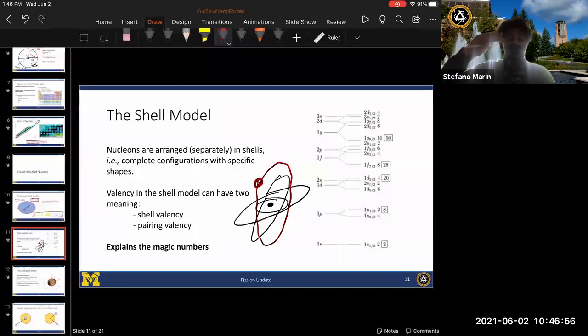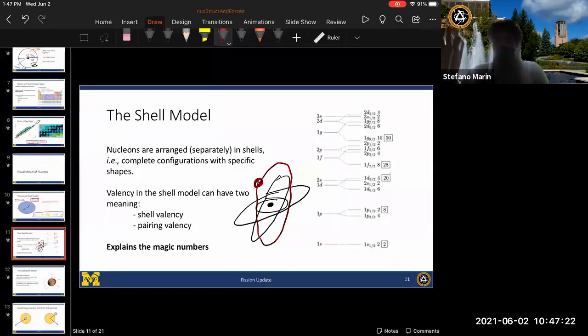And when a shell is complete, many properties, like angular momentum, that's probably the most famous one, are going to go to zero. So the base state, the core that's made up of a full shell, is basically not going to give any interesting properties. The only thing that's really going to give properties is this valence nucleus, the stuff that's outside a filled shell.